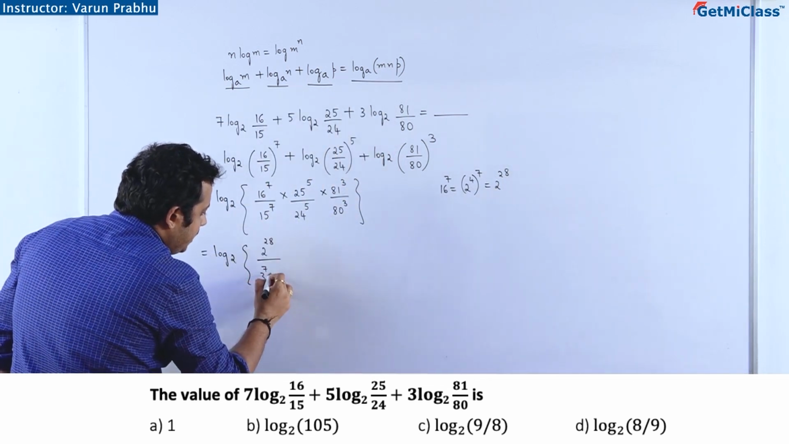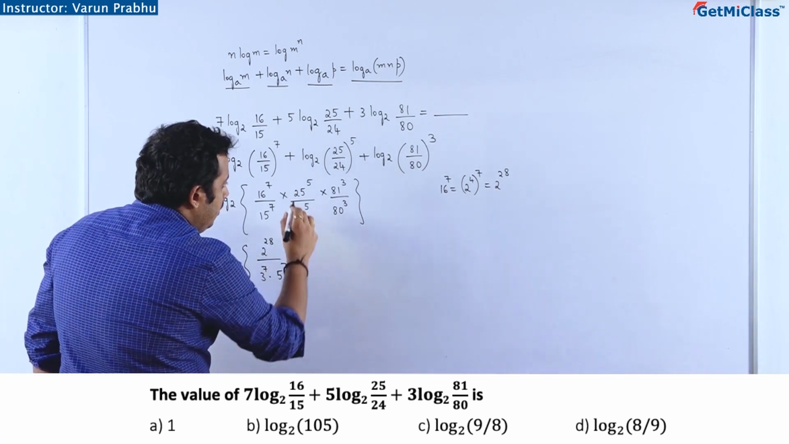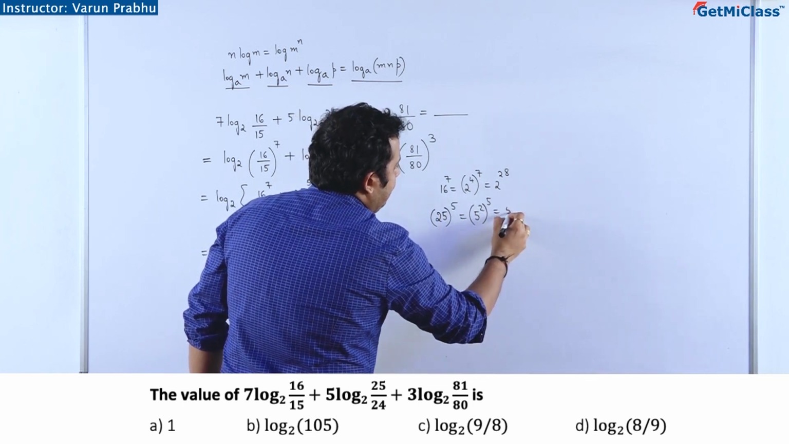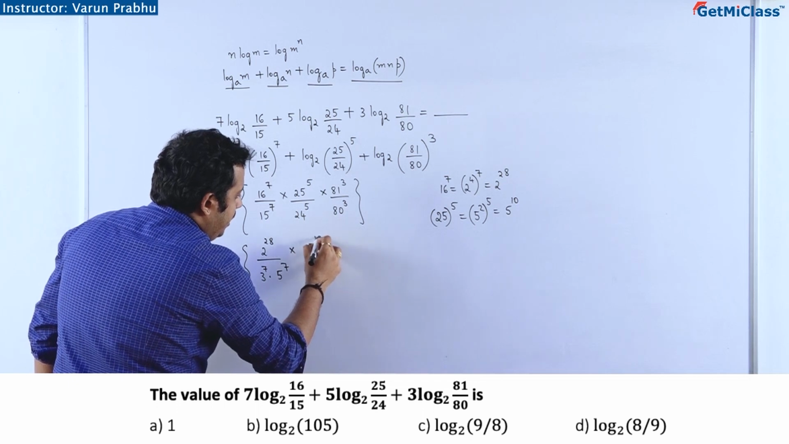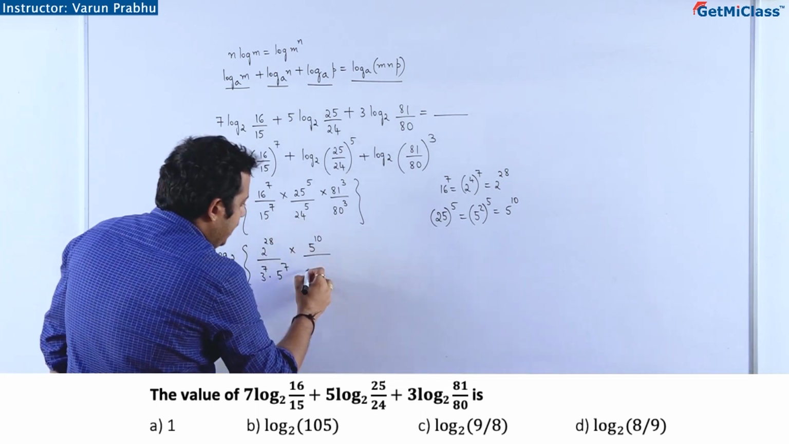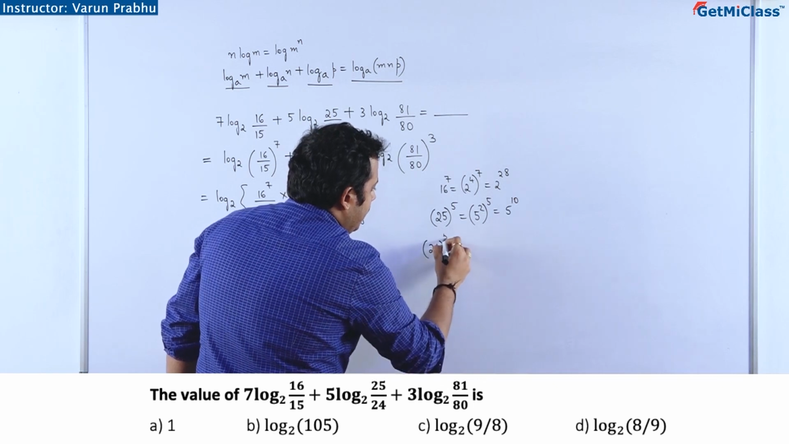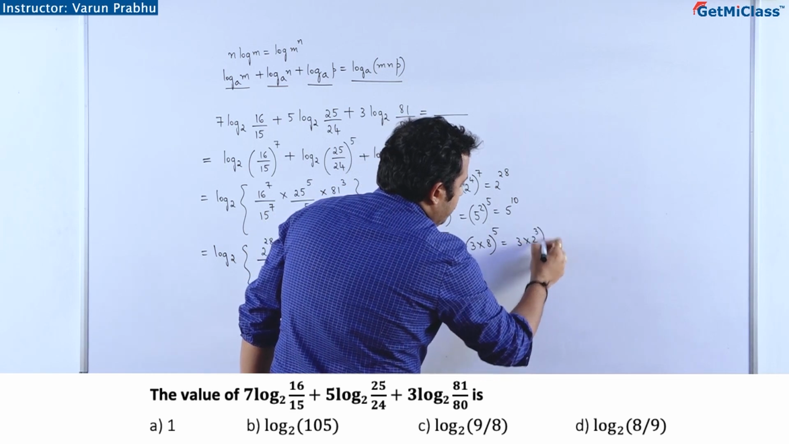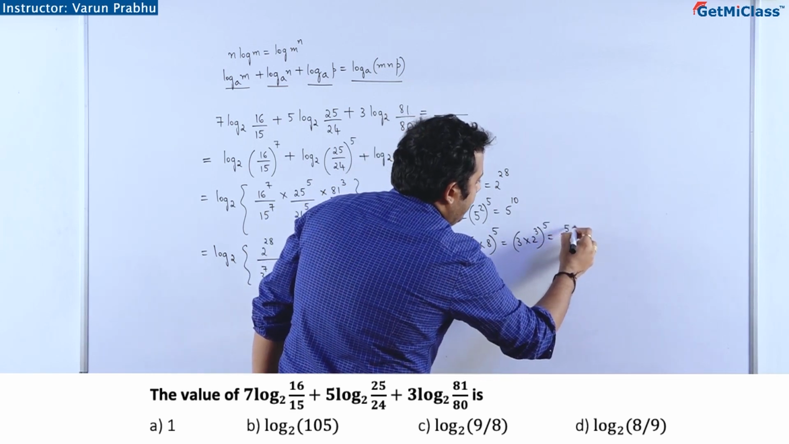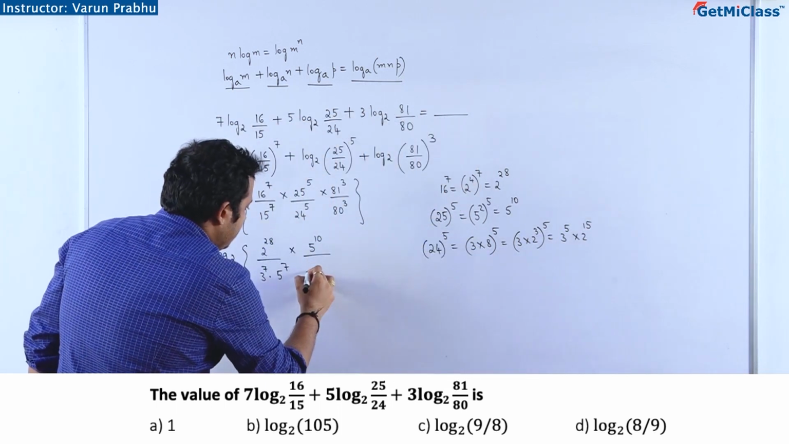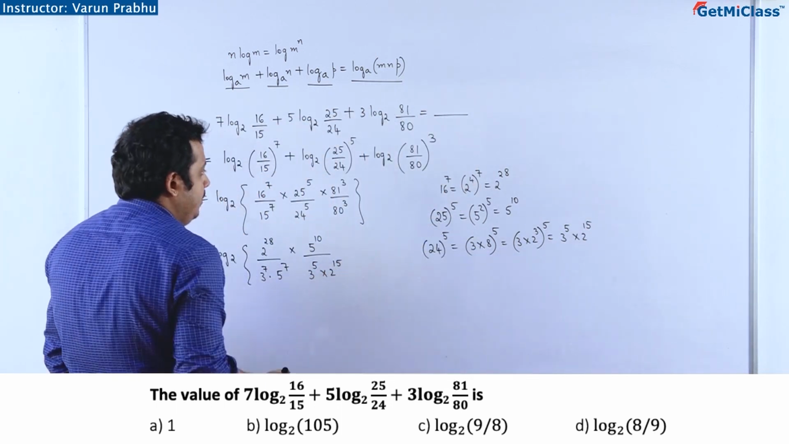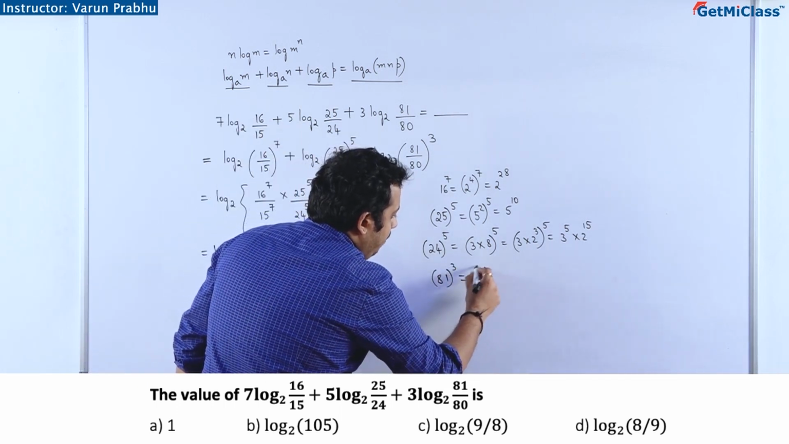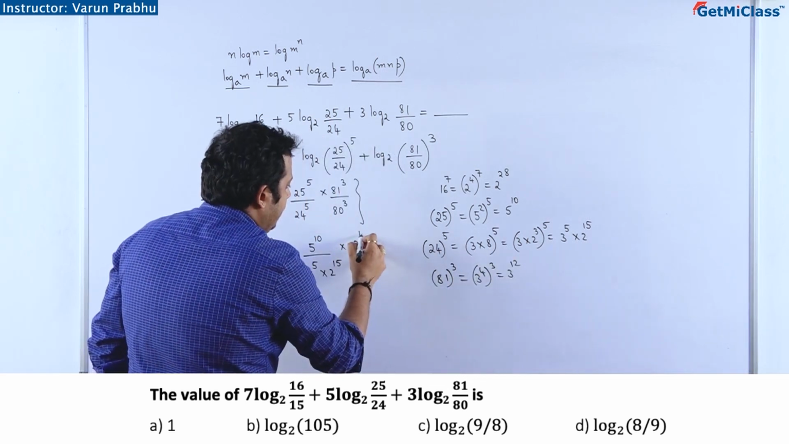15 to the power 7 can be written as 3 to the power 7 into 5 to the power 7. 25 to the power of 5 can be written as 5 square to the power of 5, which is nothing but 5 to the power 10. 24 to the power of 5 can be written as 3 into 8 to the power of 5, 3 into 2 cube to the power of 5, which is 3 to the power 5 into 2 to the power 15. 81 to the power of 3 can be written as 3 to the power 4 to the power of 3, 3 to the power 12.